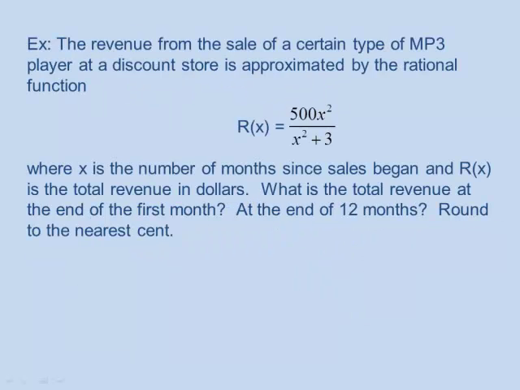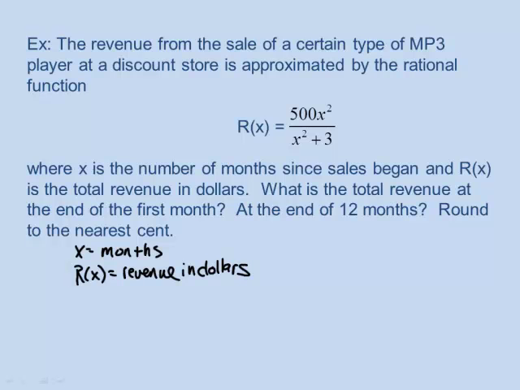All right, let's do one more example. The revenue from the sale of a certain type of MP3 player at a discount store is approximated by the rational function r of x is equal to 500 times x squared divided by the quantity x squared plus 3, where x is the number of months since sales began, and r of x is the total revenue in dollars. So I'm just going to make a note of that here. X is the number of months since sales began, and r of x is the total revenue. Revenue is just the amount of money they made in dollars.